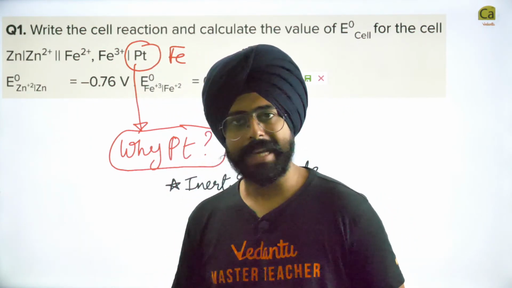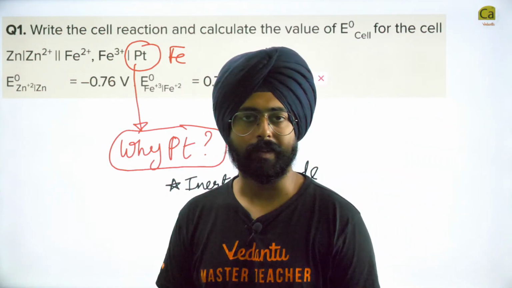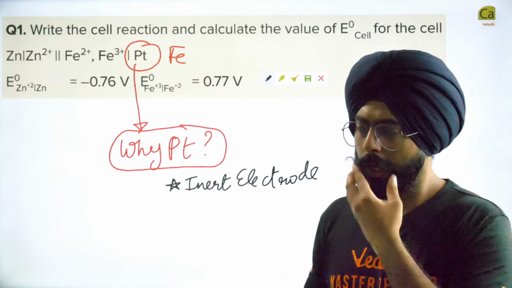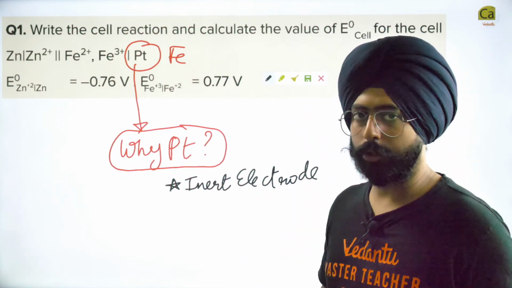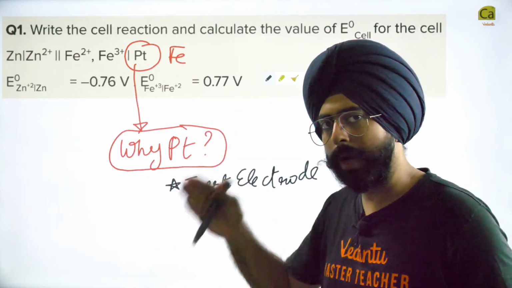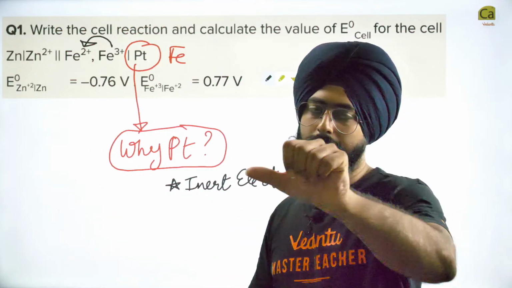Very nice. It's not reactive. Platinum is an inert electrode. Platinum is one of those noble metals that don't react very easily. The thing is that you want the reaction to happen from Fe3 positive to Fe2 positive, as simple as that.